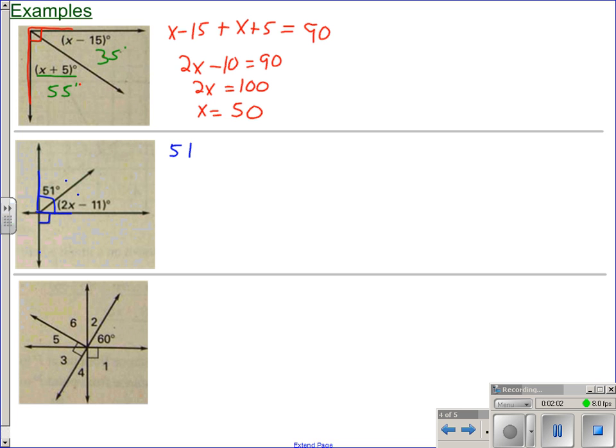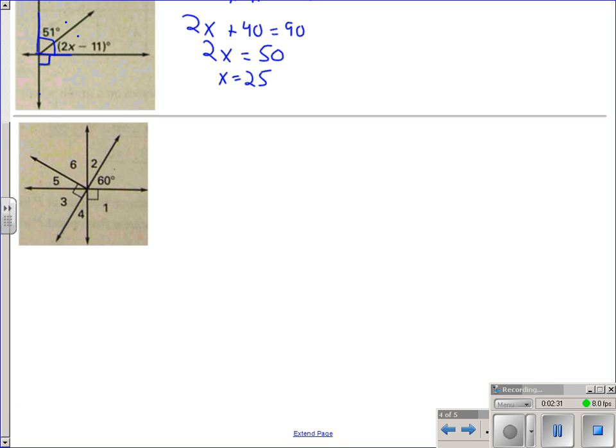So add them up: 51 plus 2x minus 11 equals 90. It is very similar to the first example we just did. Combine like terms and we get 2x plus 40 equals 90. Subtract 40 from both sides, divide by 2, and we get x is 25. And same thing, we could figure out the other angle measurement depending on what the question is asking for.